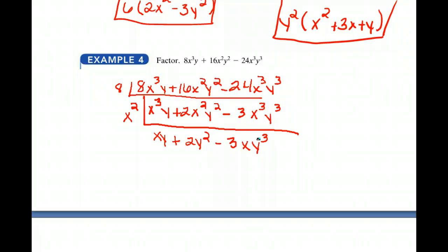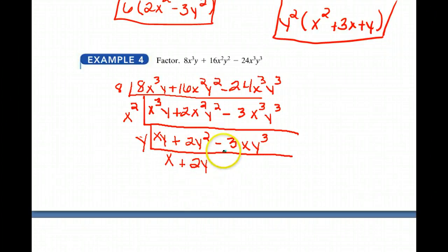So let's focus on the y's at this time. Our first term has 1 y. Our second term has 2. Our third term has 3. That means we will be able to remove 1 y. So we'll start the division process. xy divided by y leaves us with x. 2y squared divided by y leaves us with 2y. And negative 3xy cubed divided by y leaves us with negative 3xy squared.